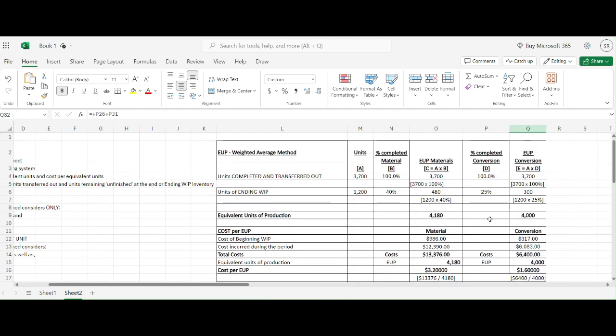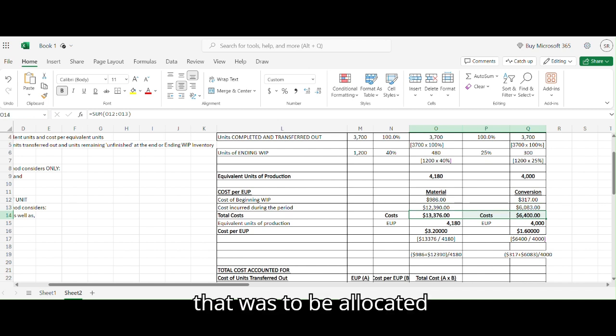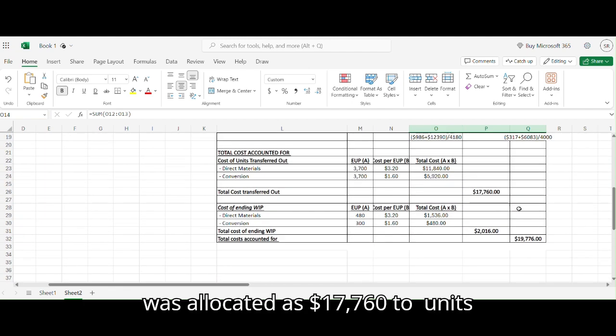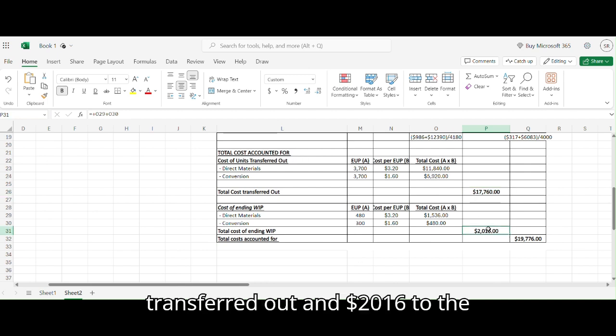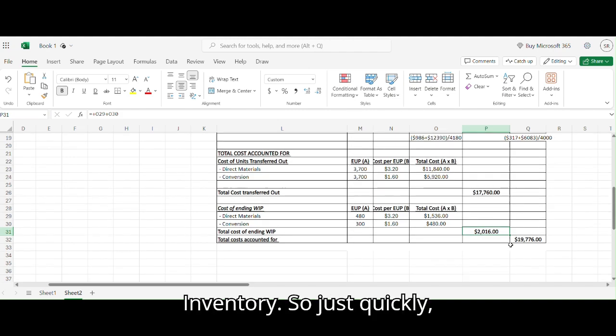19,776. And just to verify, this was the total cost that was to be allocated, 19,776. So 19,776 was allocated as 17,760 to units transferred out and 2016 to the ending WIP inventory.